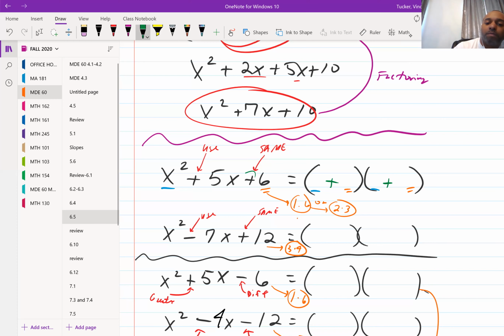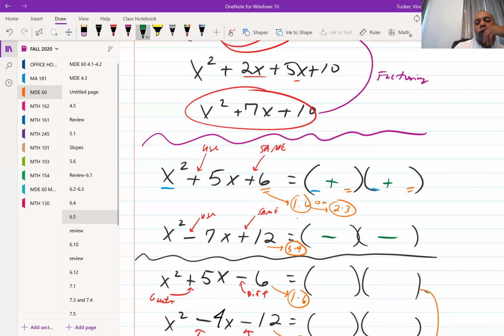All right. So if the back sign is positive, that means your signs are going to be the same inside of your parentheses here. And then this first one tells you which sign to use. So looking at this one, our back sign is positive, so our signs are going to be the same. But since our first one is negative, it means both signs will be negative.